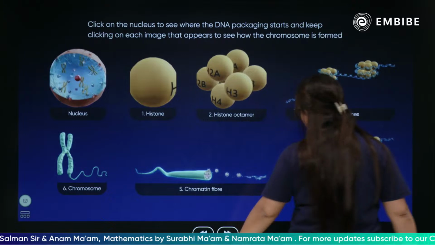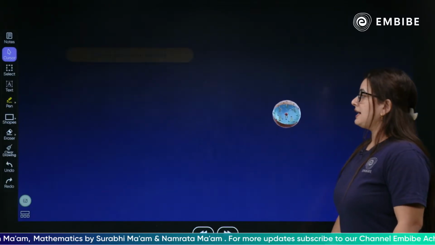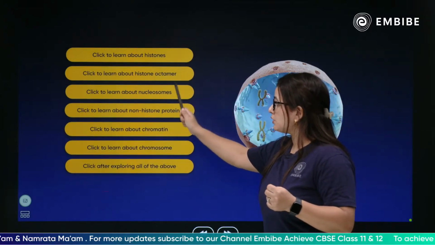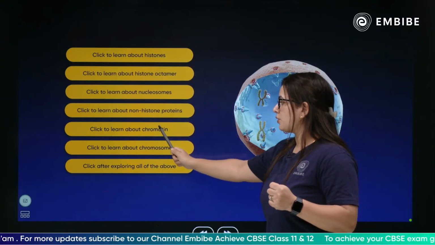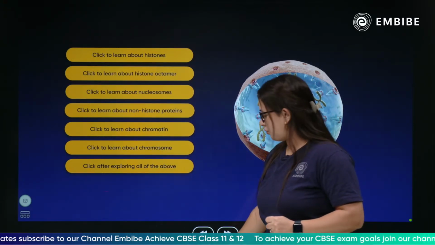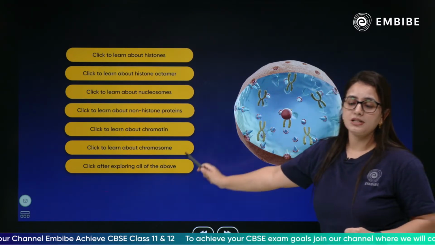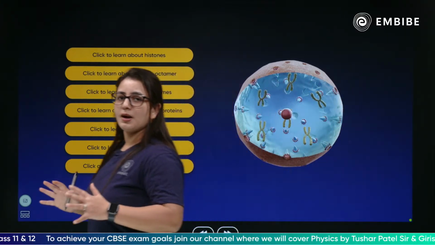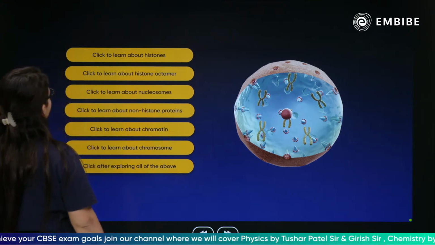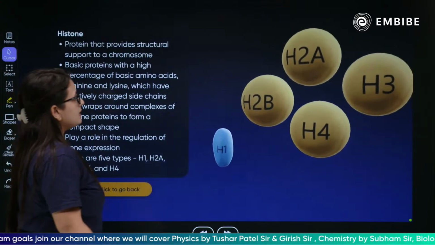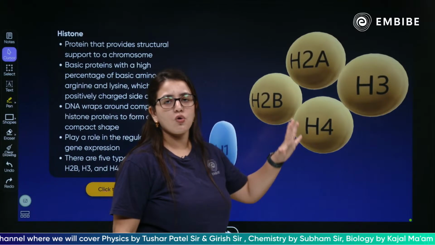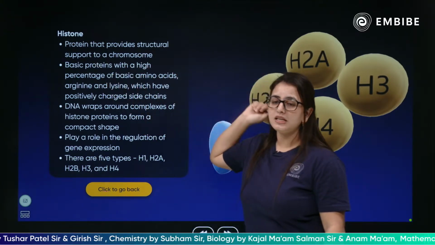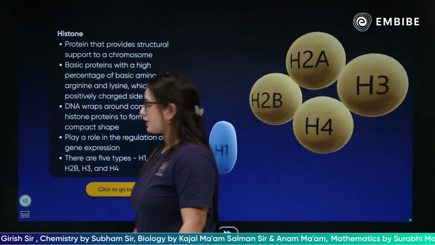As we move forward, let's talk about what are histones, what is a histone octamer, what is a nucleosome, what are non-histone proteins, what is chromatin, what are chromosomes, everything. Whatever you have seen step by step in the previous slide, we're going to explore each and every one in detail, one by one. The very first thing that comes to mind, let's explore the histone proteins. There are 5 histone proteins, the proteins that provide structural support to the chromosome.